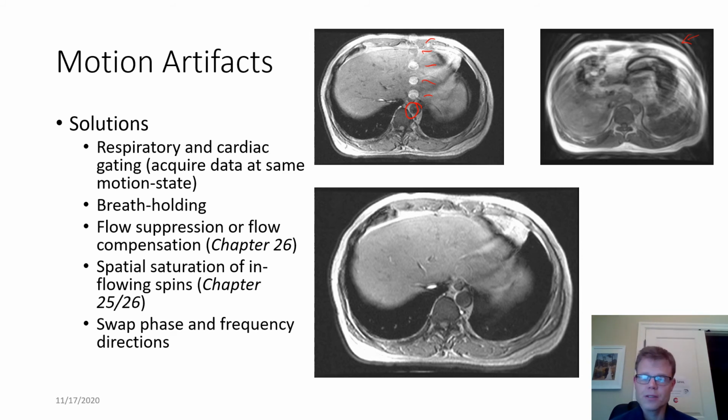So there are a number of ways to solve this: gating to the cardiac or respiratory cycle, breath holding, flow suppression or flow compensation, a topic that's addressed later in the textbook, and spatial saturation, also addressed in the tissue suppression techniques chapter. Or, since this is an artifact in the phase encoding direction, if we can accept that this is going to be an artifact, we could try to push the artifact in a direction that's not going to impact the structures of interest.